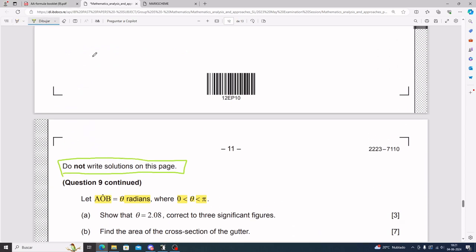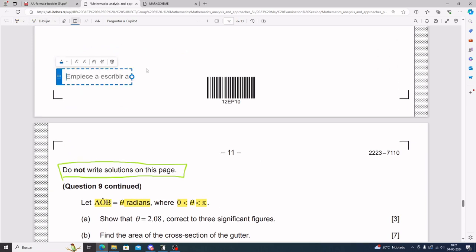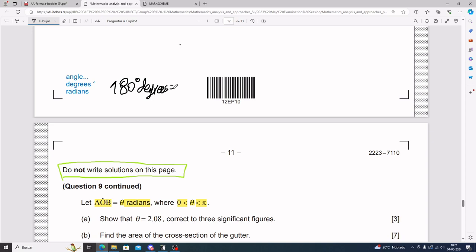They tell us to let AOB equal theta radians where theta is between 0 and pi. There's a little bit of context I can give you. When we're talking about an angle, there are two ways to express how much it measures. You can either say degrees, with that symbol, or you can talk about radians. Here's some context: 180 degrees equals pi radians, and 360 degrees equals 2 pi radians.